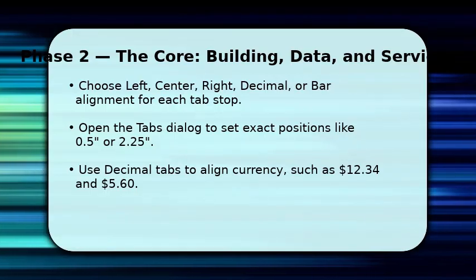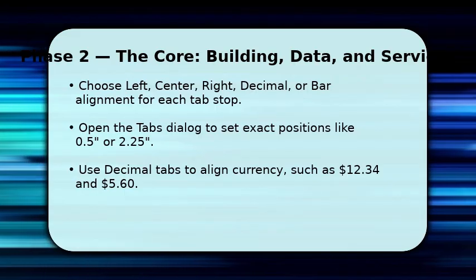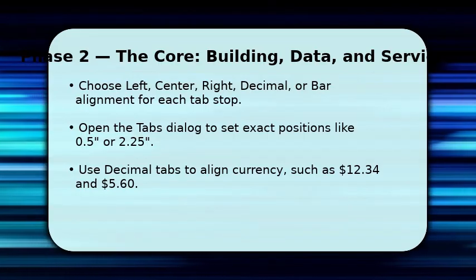Choose left, center, right, decimal, or bar alignment for each stop type. Open the tabs dialog to type exact positions such as 0.5 or 2.25 for precision. Use decimal tabs when aligning numbers and currency with decimals and dollar symbols. Set a default tab stop like 0.5 if you prefer uniform spacing.